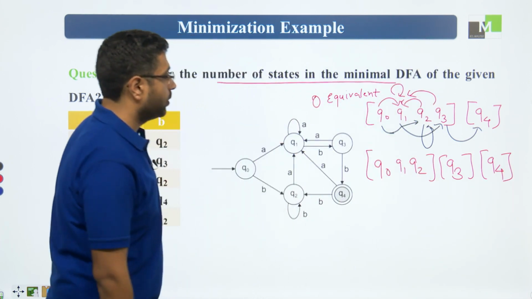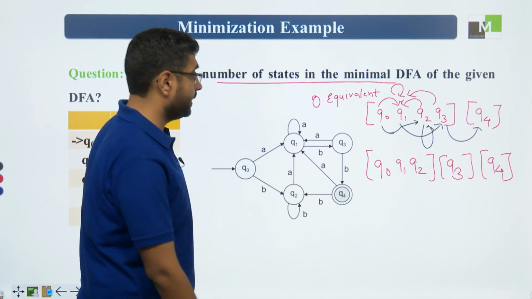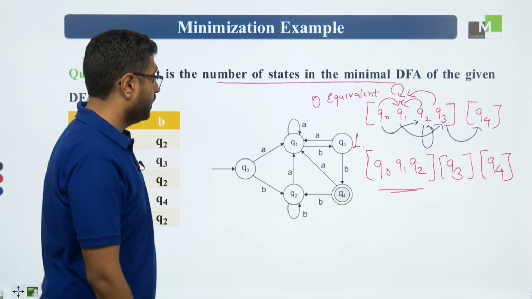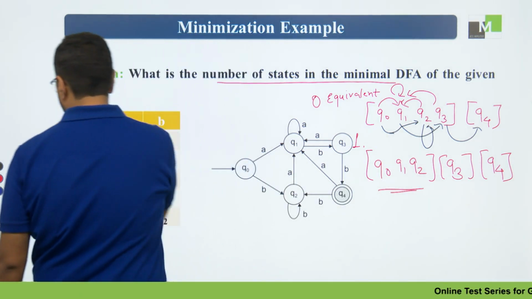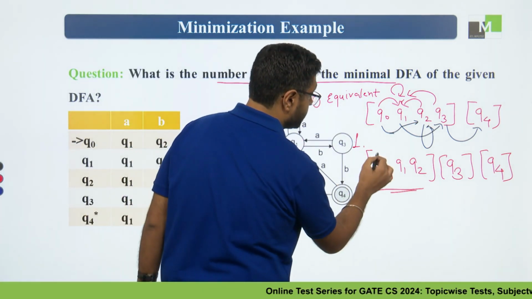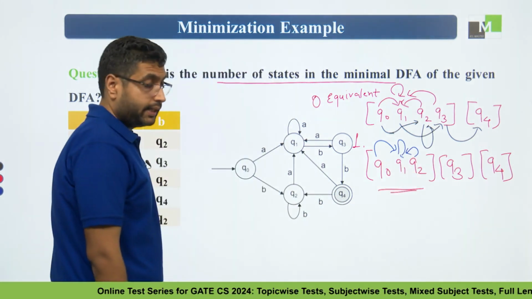Alright. Now Q0, Q1, Q2, what is the behavior? Again, this is your one equivalent. Now let's see if we can do any separation here. Let's see again the set behavior. We already know Q0, Q1, Q2 all have the same state behavior, that is, all of them go to Q1 only on A. So there cannot be any issue here.